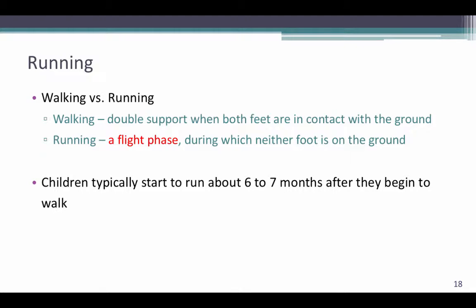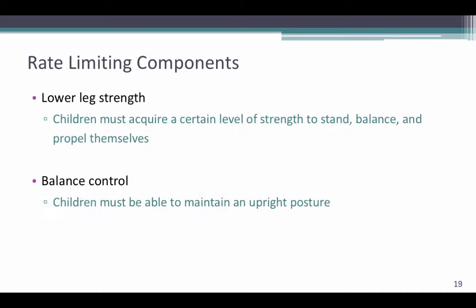So after we learn to walk, we progress to running about 6 months later. The main difference between walking and running is that there's a flight phase in running where neither foot is on the ground. Some of the rate limiters that affect the onset of walking include lower leg strength and balance control. Children must be able to acquire a certain level of strength to stand, balance, and propel themselves while being able to maintain an upright posture.